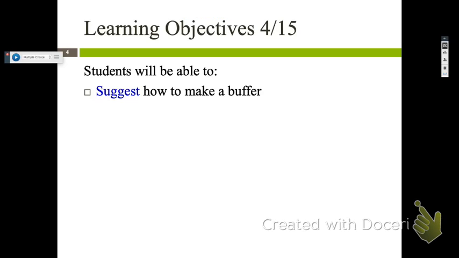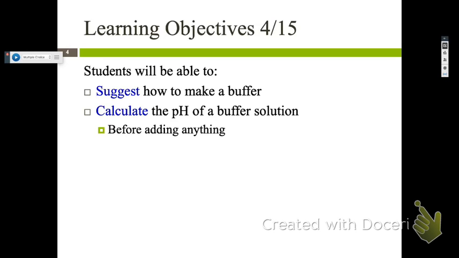All right, so my learning objective for you guys today is I want you to be able to suggest how we make a buffer. There's a couple different ways. We've already hinted at it some last class. And then we're going to do some more calculations of the pH of a buffer solution, which you guys have already done some work with.